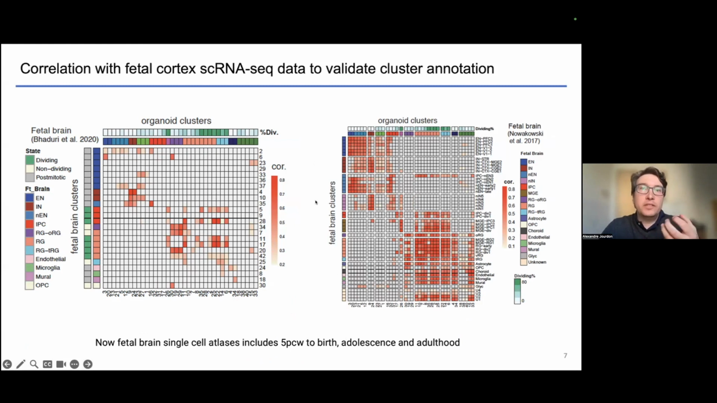And now it's also really interesting for the field. Something that's really important is that over the last months, there have been so many data sets released of fetal development, with a great diversity of regions collected. That is really interesting to further annotate our cell types.